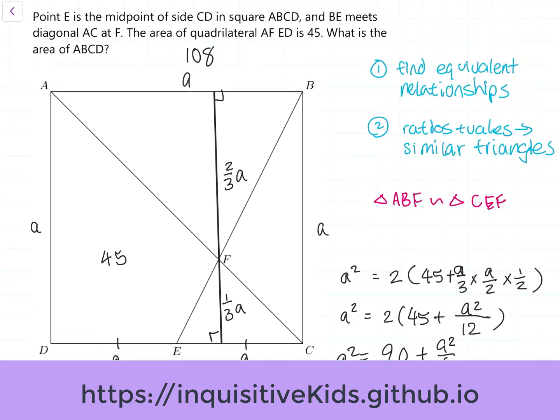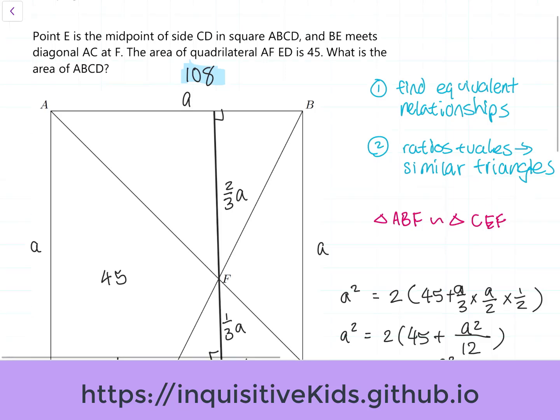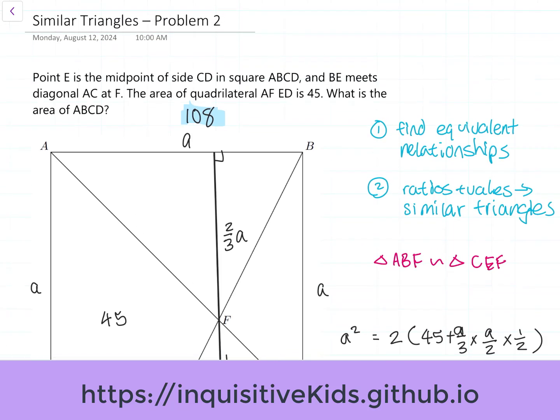And how surprising is that? In the beginning, we basically had no information from the problem. But from these two keys, finding equivalent relationships and finding the similar triangles and the scale, we were able to solve for the variable. So this is the final answer of the second problem.